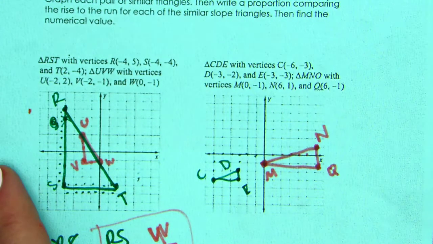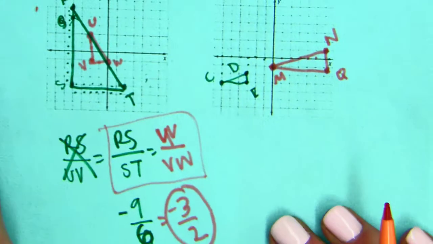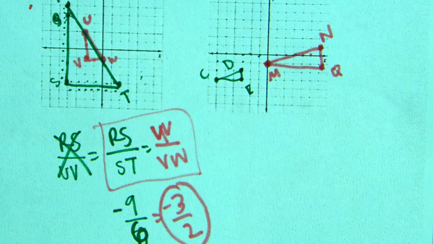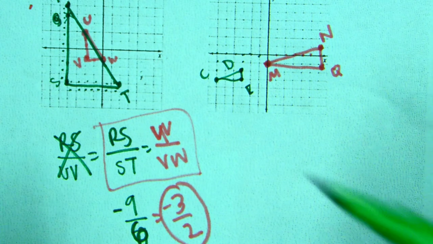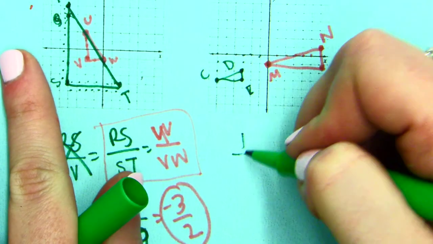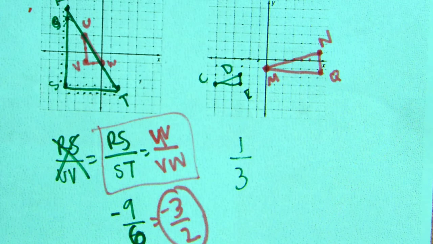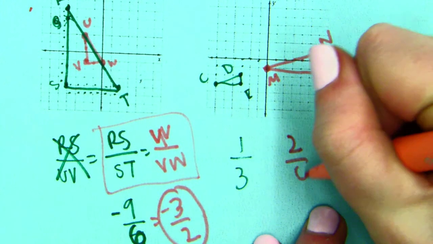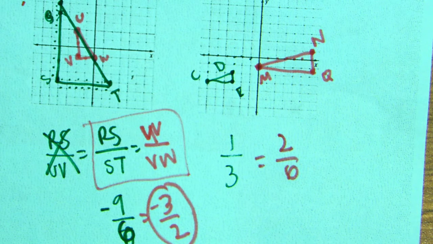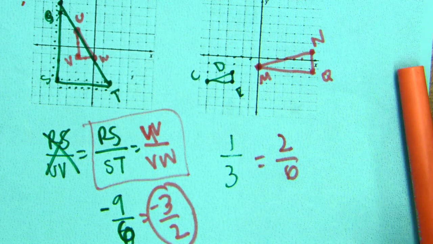Okay. We need to compare the rise over the run for both triangles. It doesn't matter which one I do first. I'm going to do the green one first. The rise is 1. The run is 3. The rise for this one is 2. The run is 6. Are those equivalent? They are. So 1/3 is the numerical value.